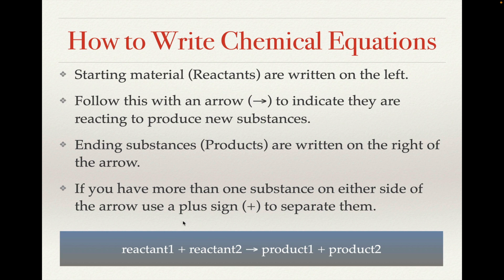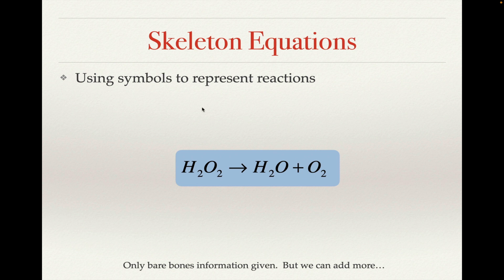So think almost like a math equation, where anything you start with plus anything else you start with will equal things that you make plus other things that you make. Okay, you may not have plus signs because sometimes there's only one reactant or one product, but you will always have an arrow to separate your reactant side to your product side, or your starting side to your ending side. Okay, so here's an idea of how it works.